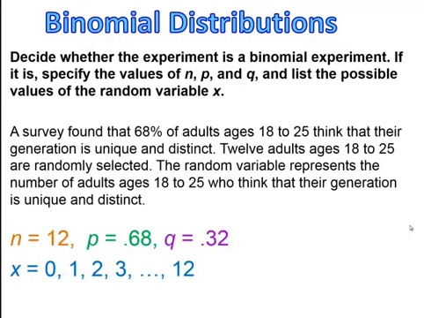This is a binomial distribution, and again, our N is 12. Our probability of success is 0.68. Failure is 0.32, and our random variables go from 0 to 12.